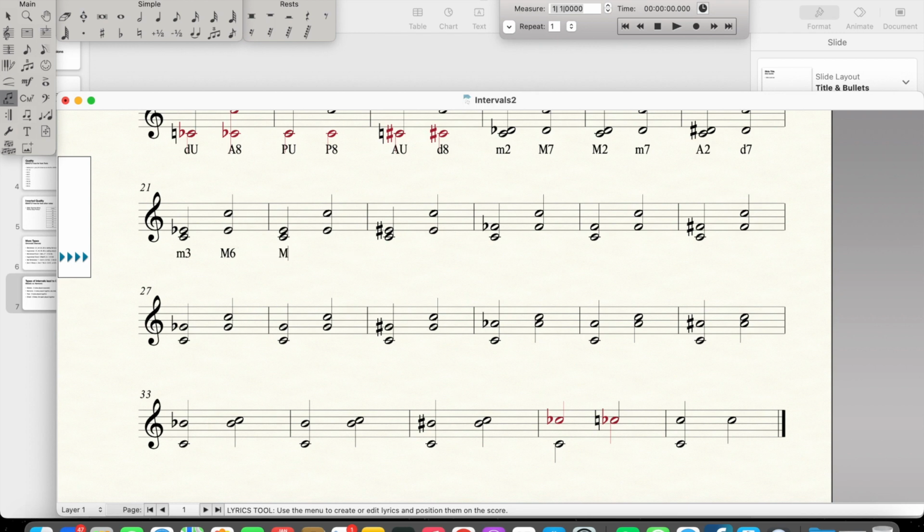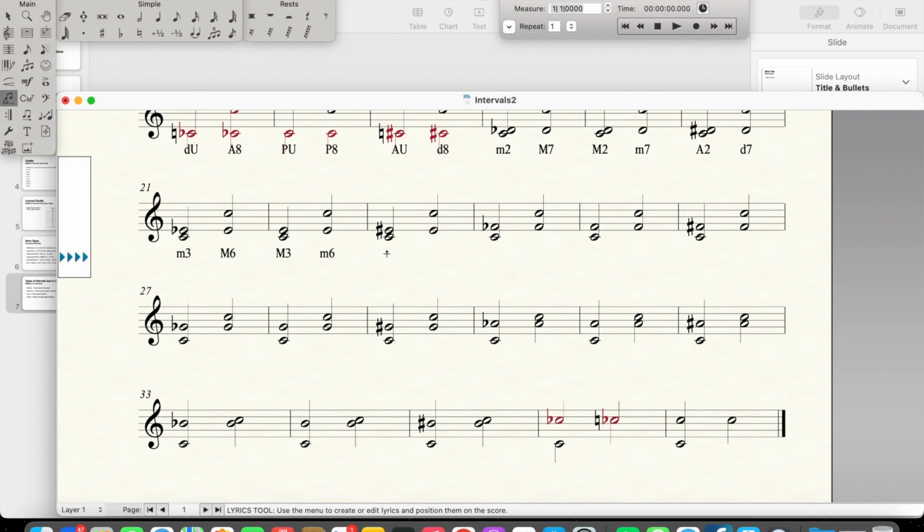A major third becomes a minor sixth. Is that right? Yeah. Wait a minute. Yes. C major. Yeah, because minor sixth. I was thinking an E flat. Never mind. All right.